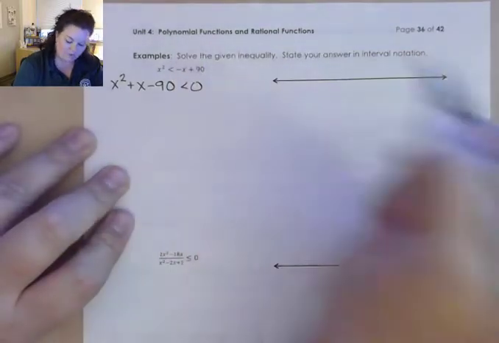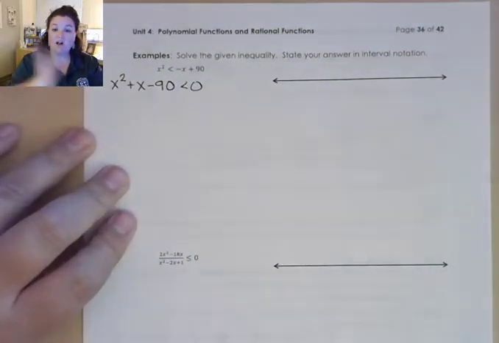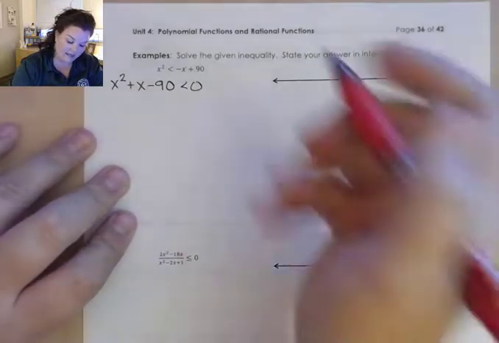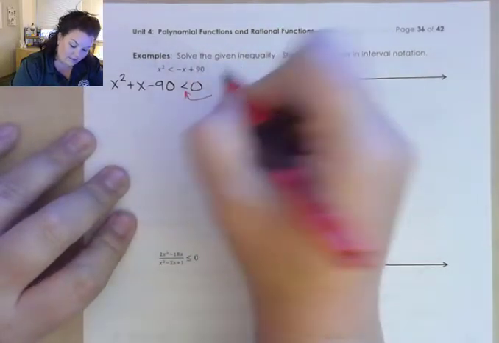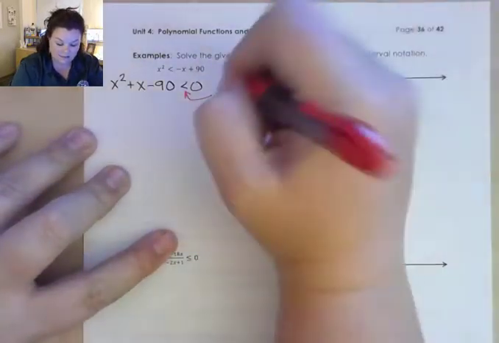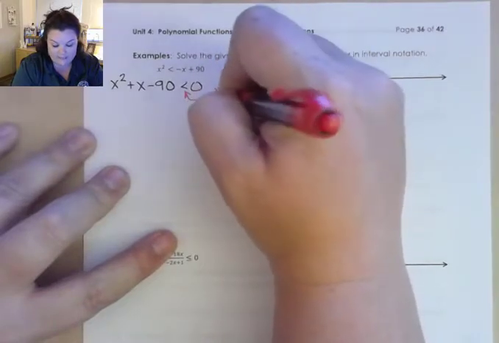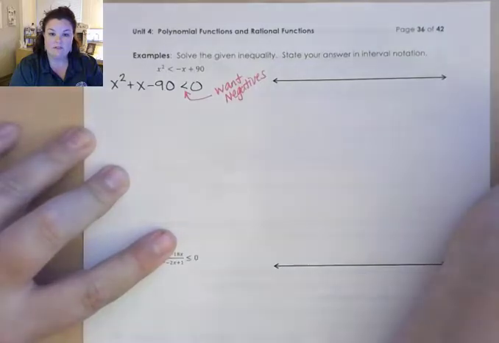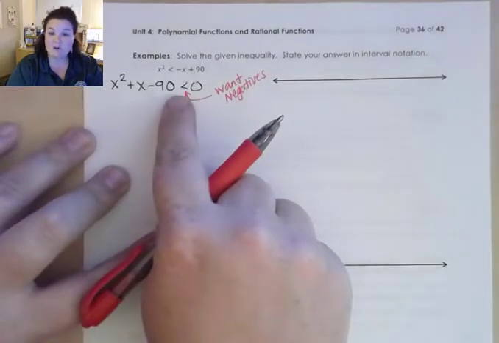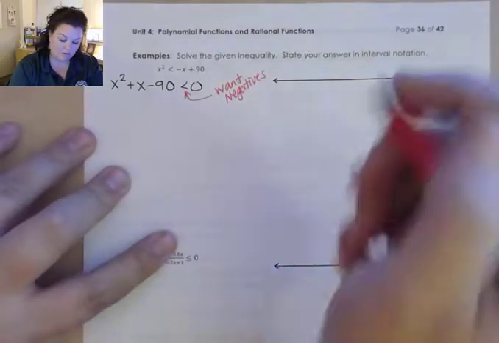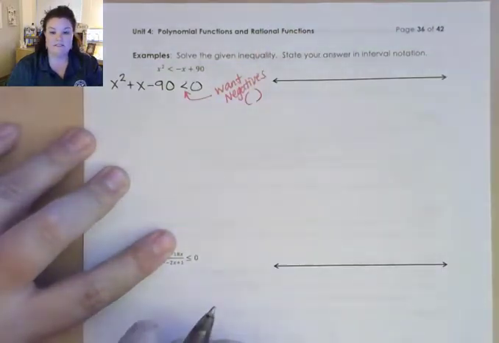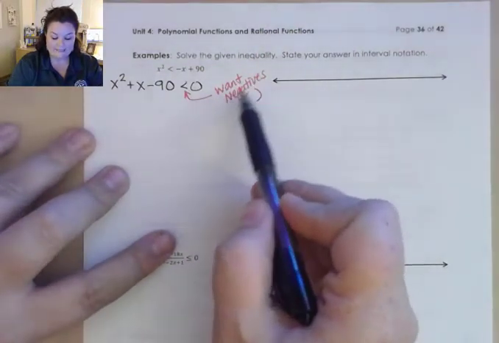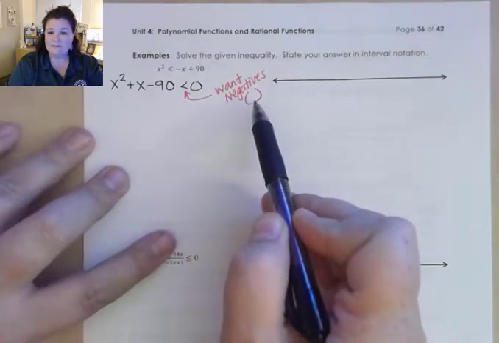is less than 0. Okay, now that it's all isolated on one side, I can go ahead and look at this symbol. This symbol is a less than, which means that I'm going to want the negative intervals here. Okay, the negative intervals. And if I want the negatives and there's no equal to bar on my symbol, that means I'm going to be using parentheses.